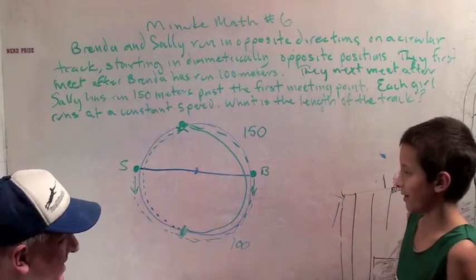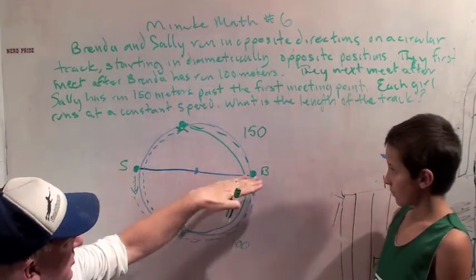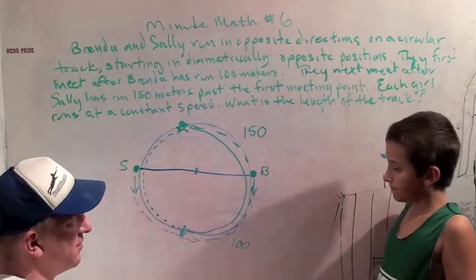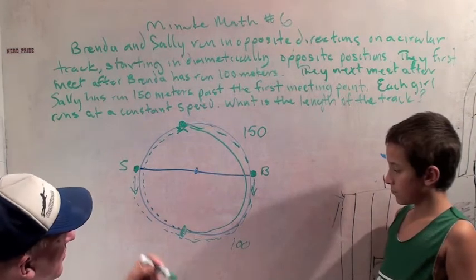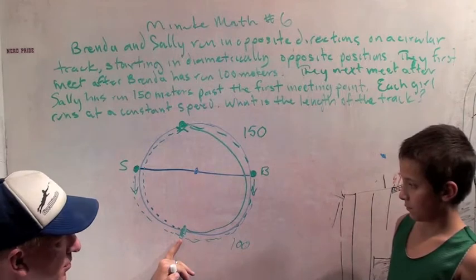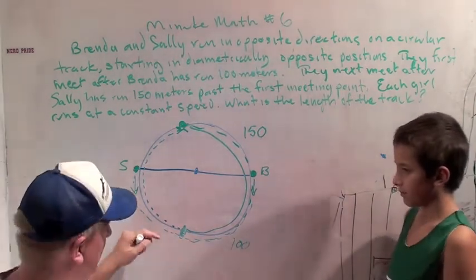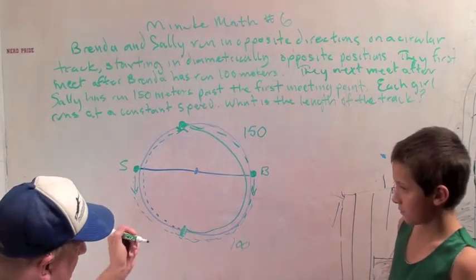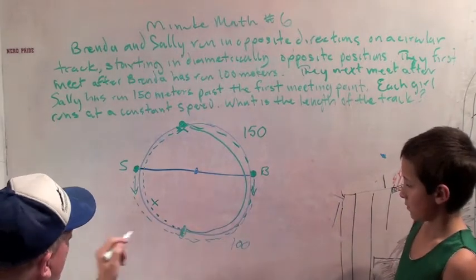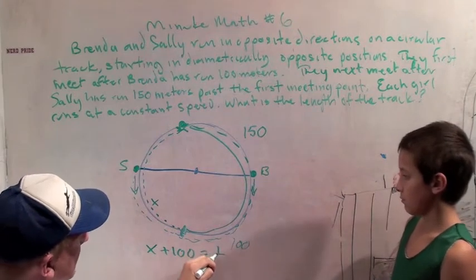Not really. This is actually a pretty sneaky one. In terms of the circle, how far do they have to run in total when they meet the first time? So the time they first meet, Brenda's distance plus Sally's distance equals what part of the circle? Half the circle. So the first time when they meet, Sally runs x and Brenda runs 100, and we know that x plus 100 equals half the circle.